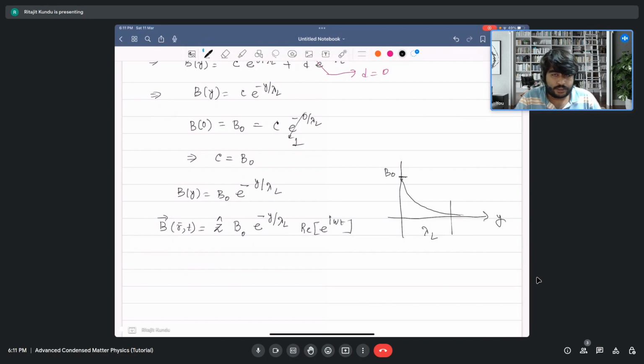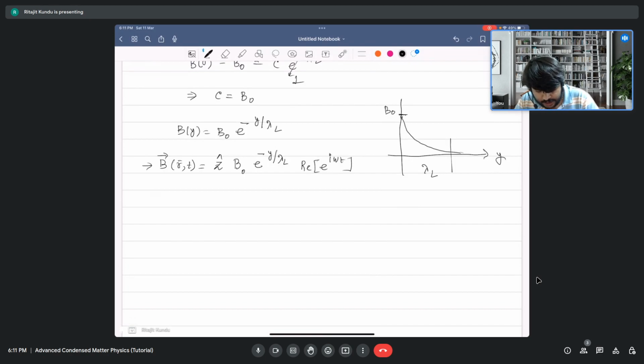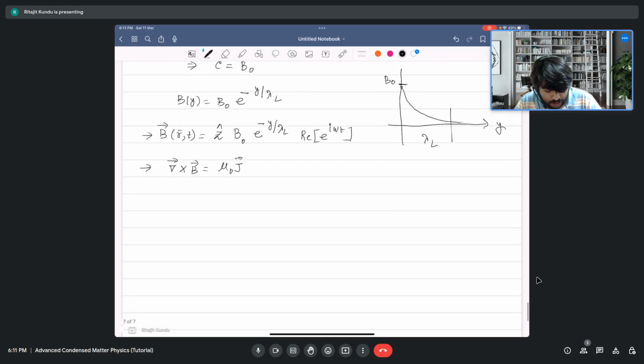This is all good, but we want to go a bit further from this. We want to calculate the current. We already know that B should be in the z direction, and now we are asking, what is the current? So we'll take help of Maxwell's equation, which tells us curl of B is given by mu 0 j. I already know B, so I can easily calculate the curl. So let's calculate the curl.